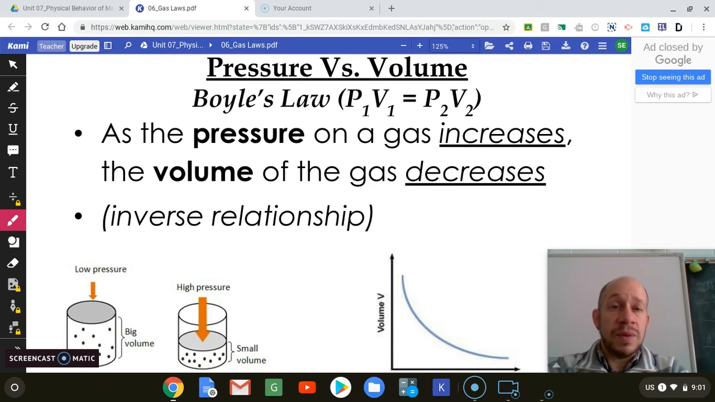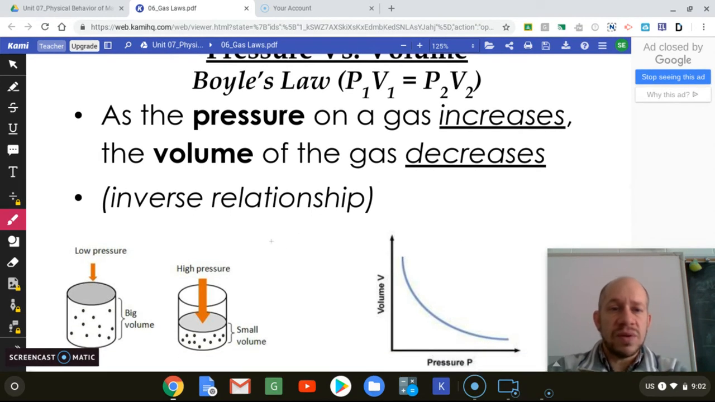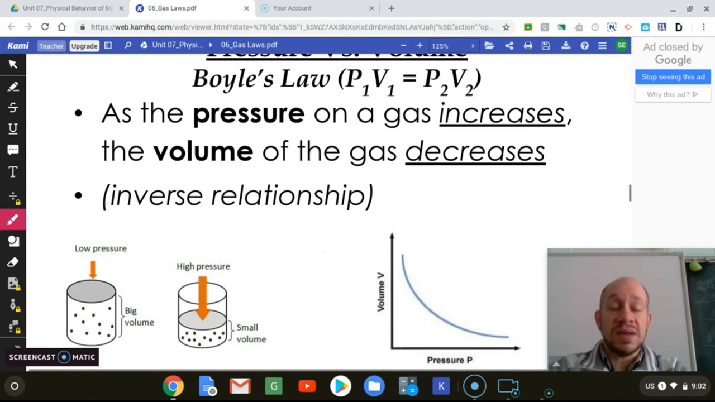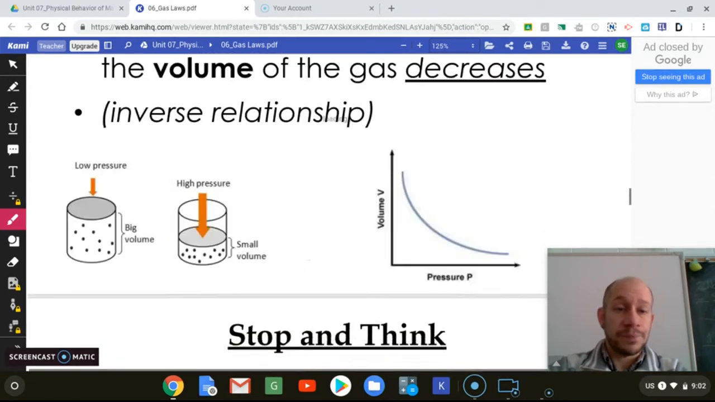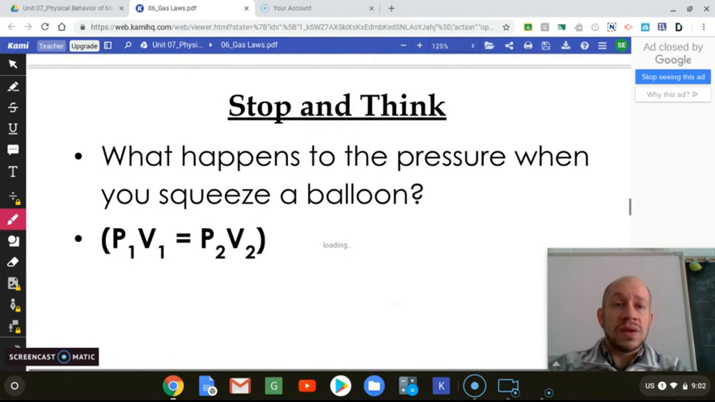So what Boyle said is, as pressure on a gas increases, the volume of the gas decreases. So this is the only inverse relationship. You can think about it in this way. If I were to squish it down, I'm increasing the pressure. What happens to the size of my container? It gets smaller. So that means as I increase pressure, my volume decreases. So stop and think.